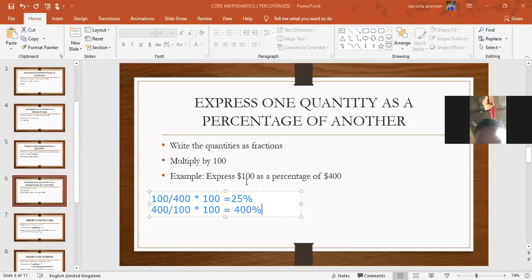Express $100 as a percentage of $400 is what? 25%. But expressing $400 as a percentage of $100 is what? 400%. So you may be doing the wrong thing, but you may be thinking that is the right thing, because to express one quantity as a percentage of another quantity, you just have to do what? Divide those two quantities. But you have to divide it in a way that it is expected. Is that okay? Okay. So the next question is, express 12 centimeters as a percentage of 60 centimeters.